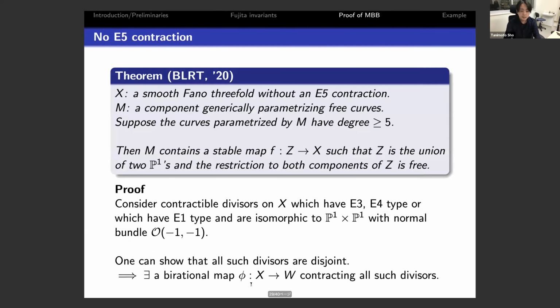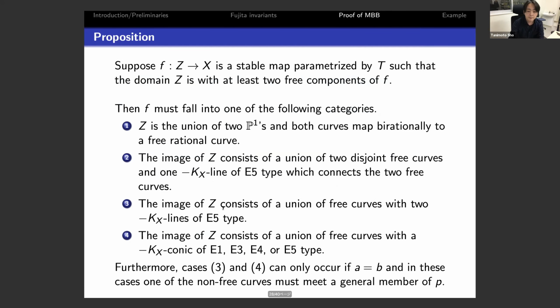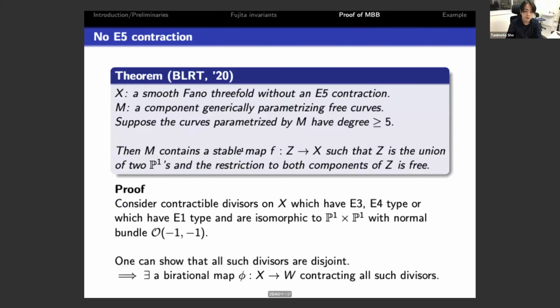So by looking at the configuration like this, one can prove that if we have a breaking curve with at least two free components, then either we have a union of two free rational curves, or some free rational curves plus some E5 line, or a minus K_X conic of E1, E3, E4, or E5 type. So these are the only things one can have. All right. So I'm not going to prove this proposition, but assuming this proposition, let me prove Movable Bend and Break.